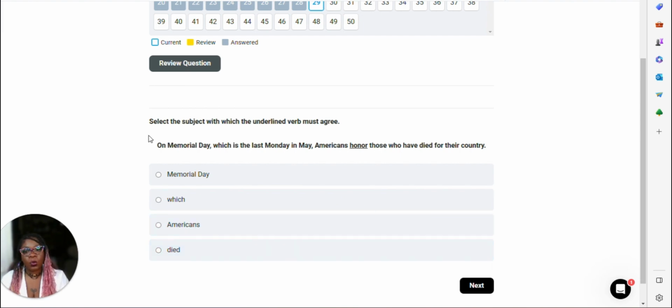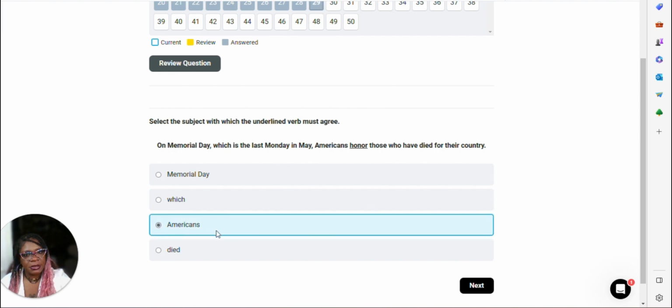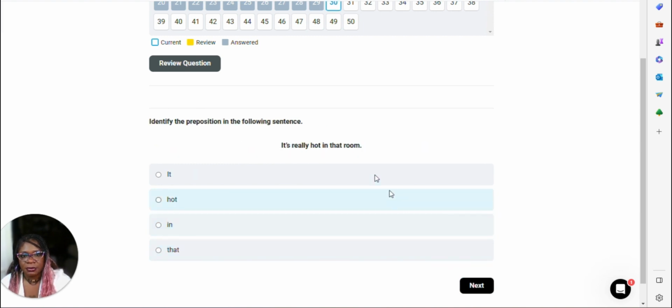Select the subject with which the underlined verb must agree. On Memorial Day, which is the last Monday in May, Americans honor those who have died for their country. Is it Memorial Day? Is it which? Is it Americans? Or is it died? The answer is going to be Americans, and that's because the verb honor must agree with the subject, which is Americans, right? All right, so let's move on to our next question.